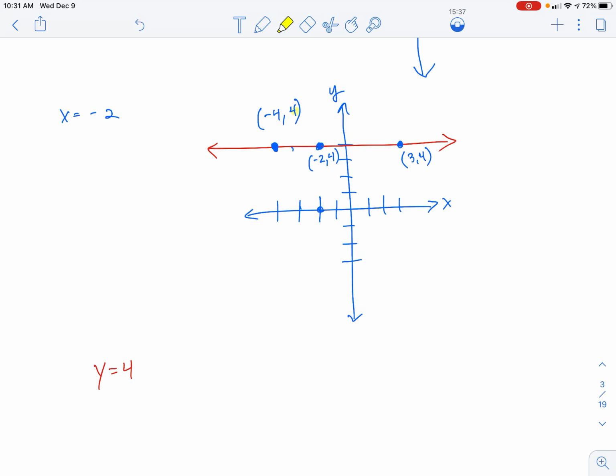But notice that the y value is always 4. That's how we graph y equals 4. So when you see a vertical line, it's going to be an x equation. And when you see it horizontally, it's going to be y equals some value.